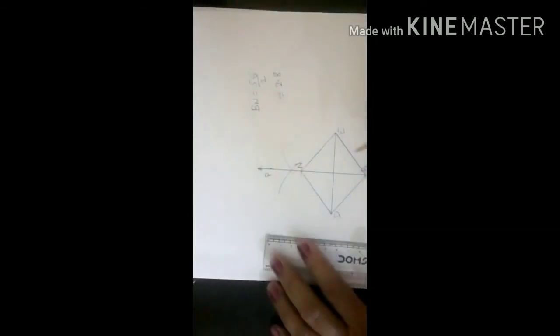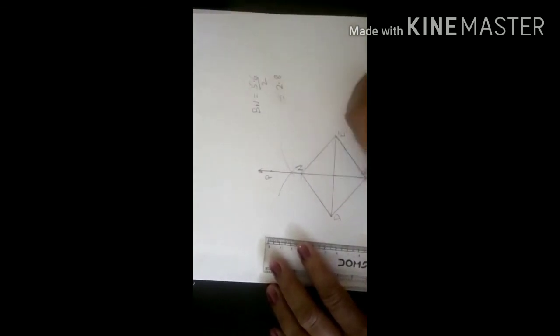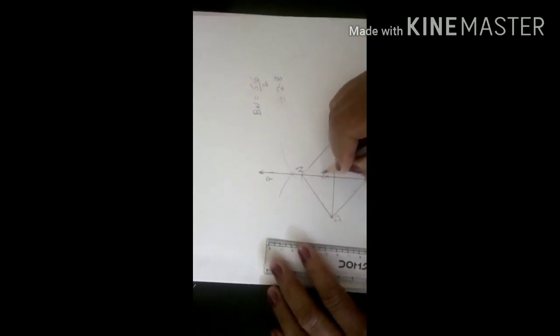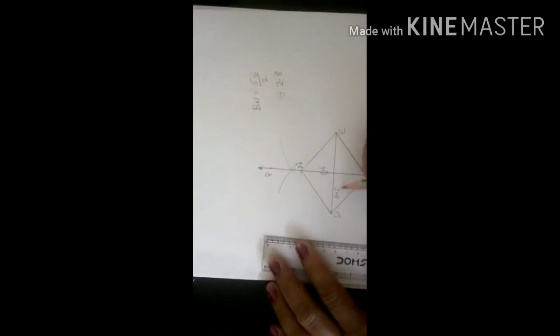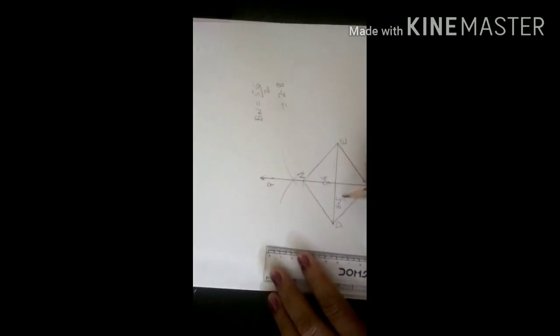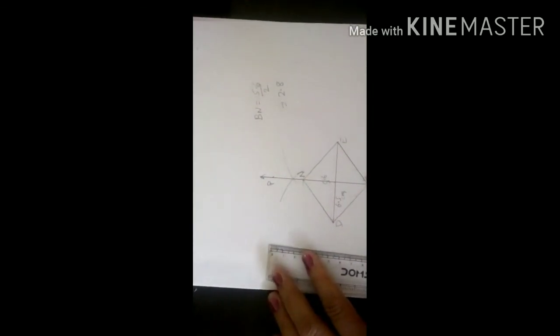Now we will write the measurements. This measurement is full 5.6 and this one is 6.5 centimeter. This one full. So our rhombus BEND is ready.